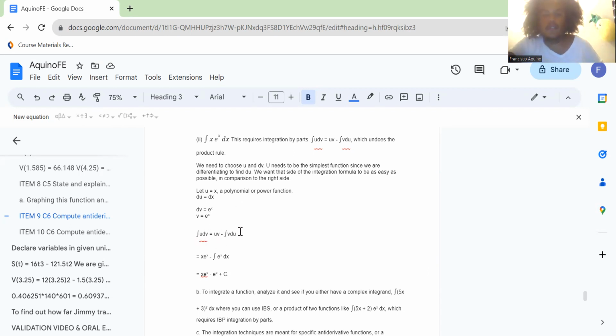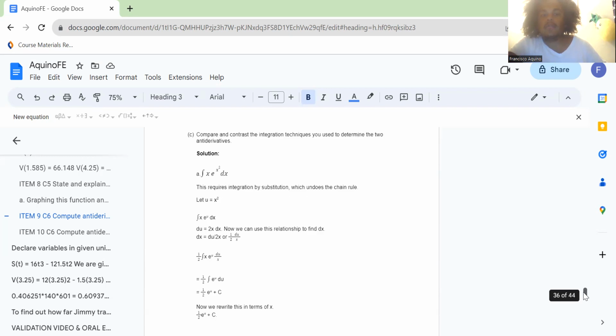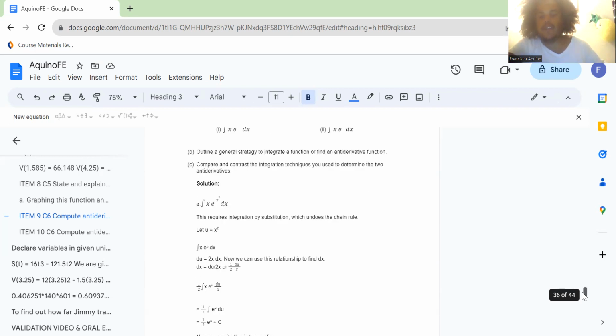So we can sub this in for our integration by parts formula. x times e to the x minus the integral of e to the x dx. You integrate that, x times e to the x minus e to the x plus c. And then for b, it asks us for a general strategy to integrate a function to find an antiderivative. Then for c, compare and contrast the integration techniques we use to determine the two antiderivatives.